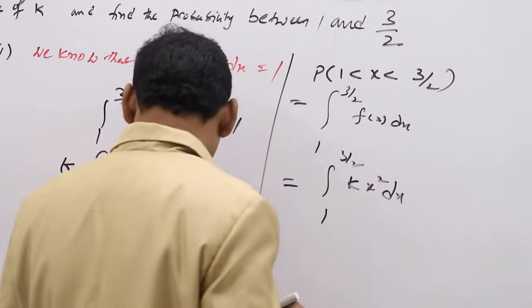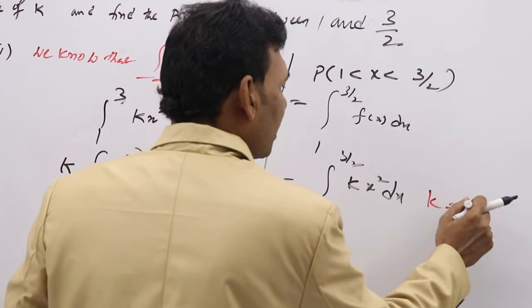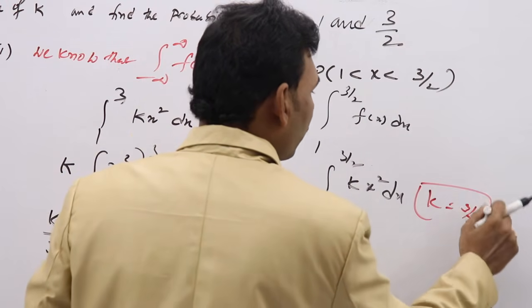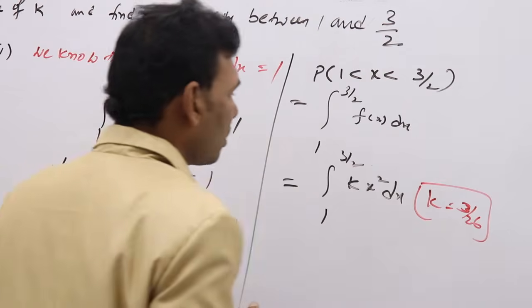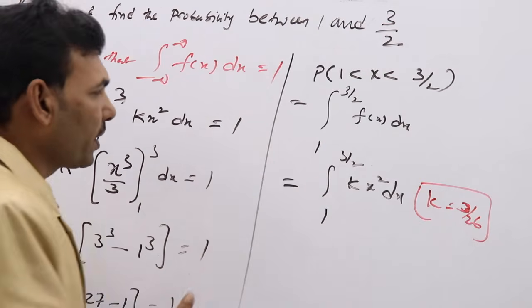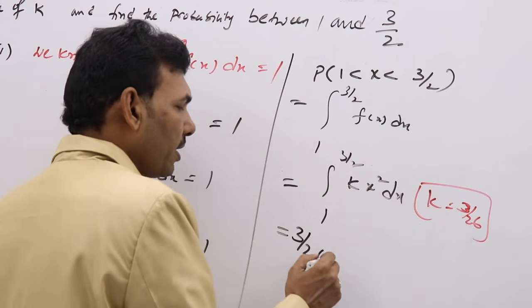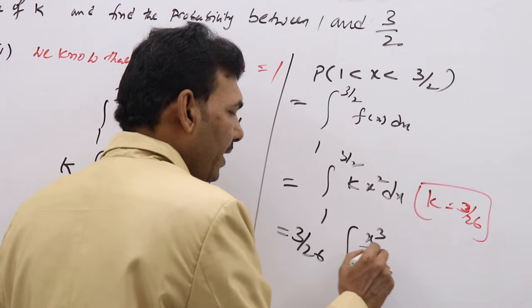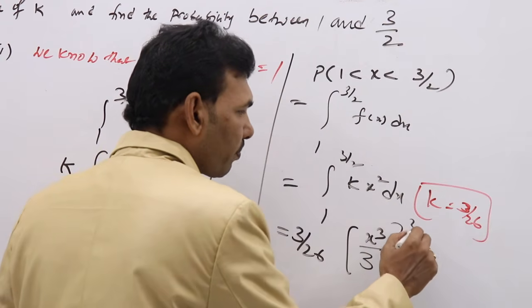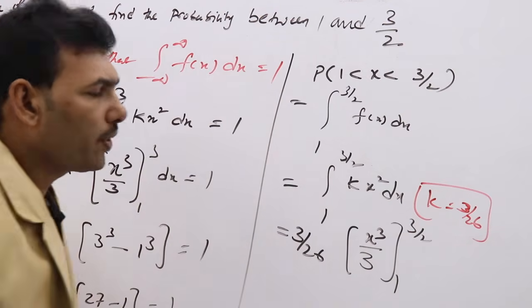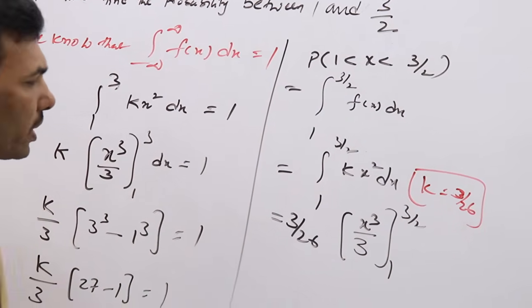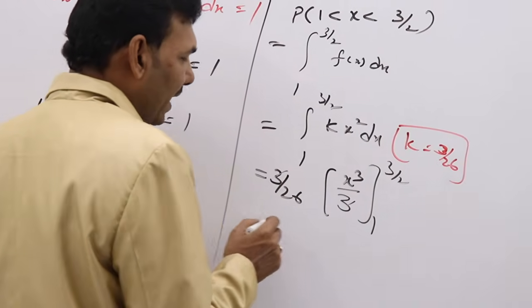But we know the k value is 3 by 26. So write in the place of k 3 by 26 and integrate x square. Integral x square, we all know that is x cube by 3 from 1 to 3 by 2. So here 3 we can get cancelled.